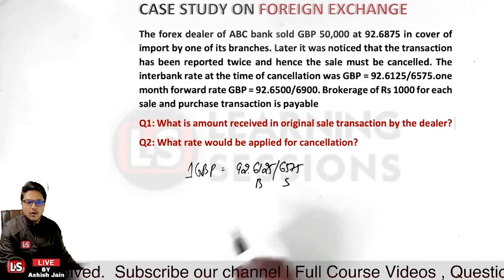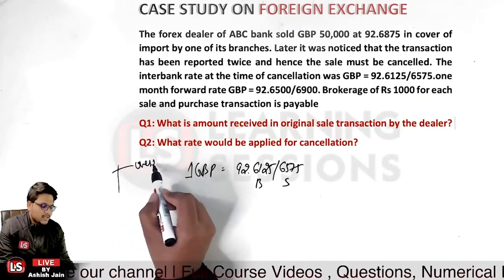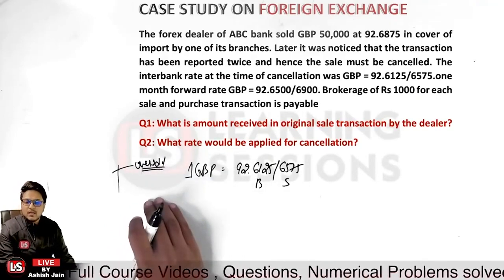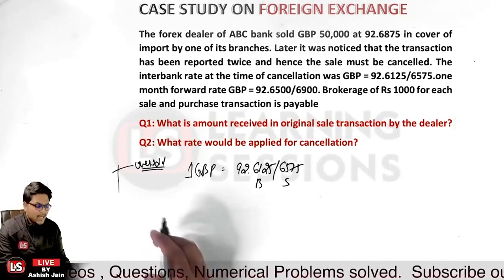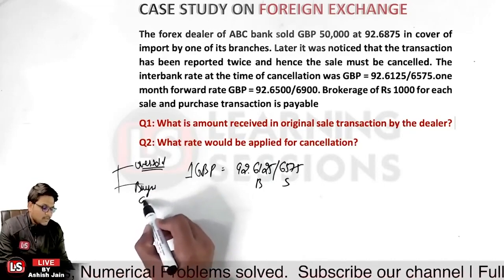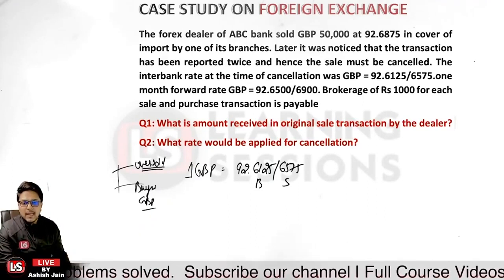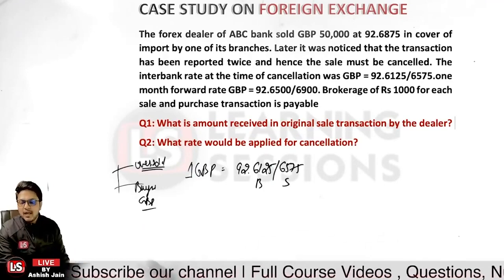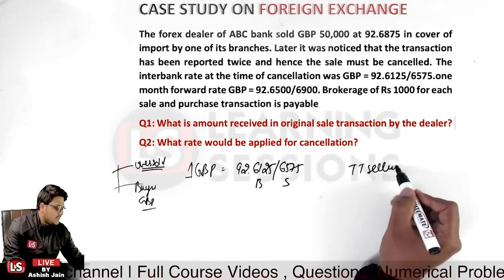I already told the scenario that they have oversold the GBPs, and how they will be cancelling this transaction by buying the GBPs. Now if the bank wants to buy the GBPs, at what price will they be able to buy? They will be able to buy the GBPs at a price at which the market is ready to sell. And this is a TT selling transaction.